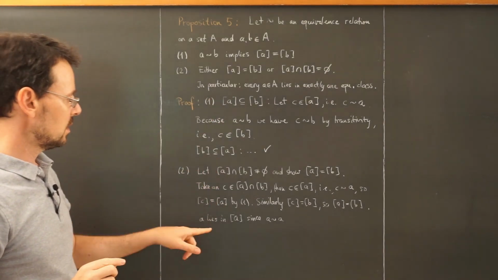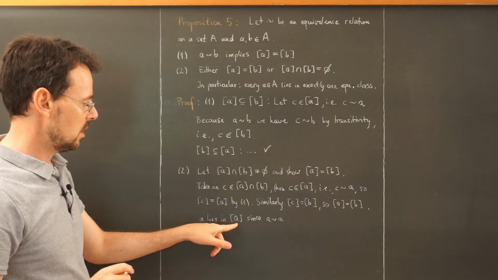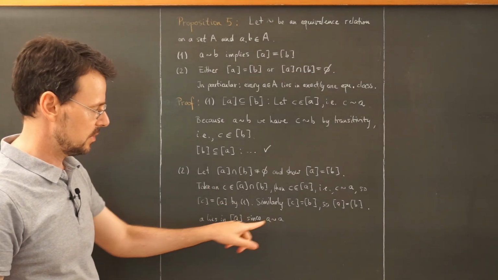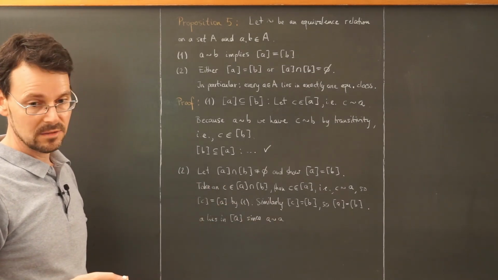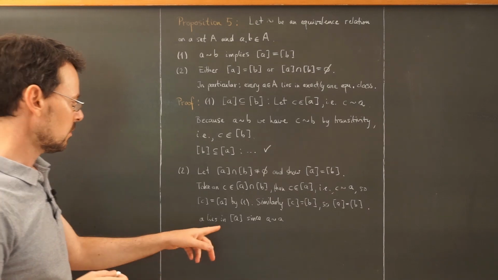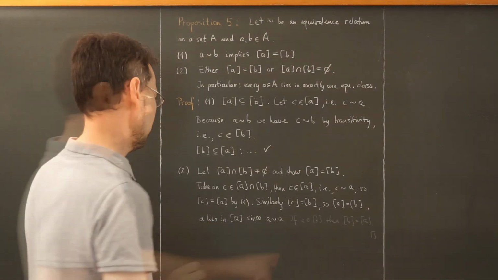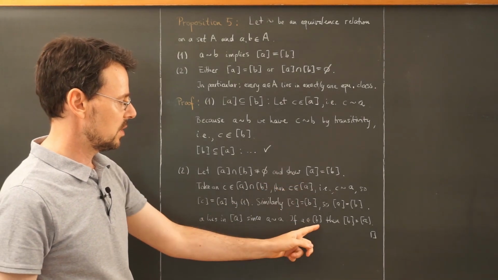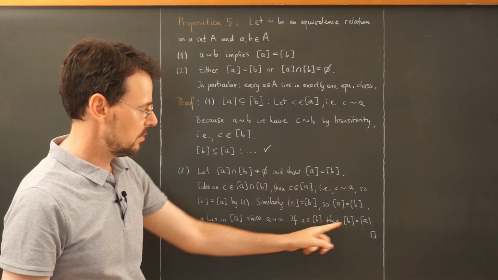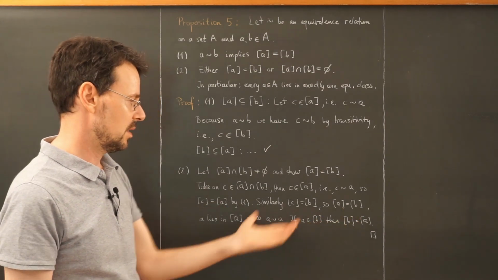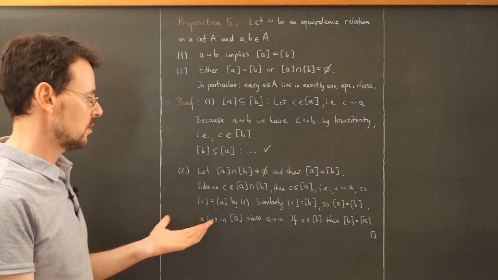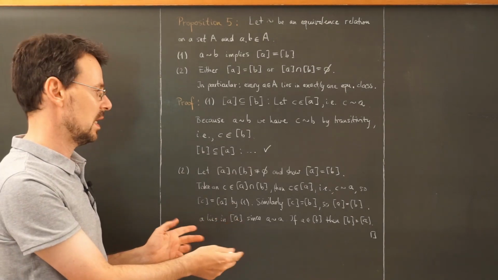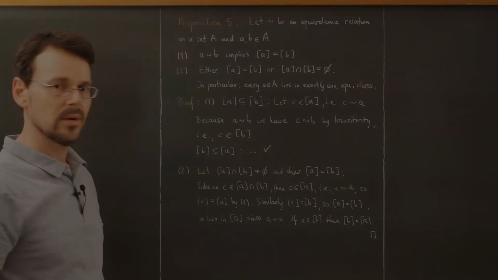Okay, now for the last statement, A lies obviously in the equivalence class of itself. Well, not obviously, but because the relation is reflexive. So it lies here. If it lies in another equivalence class, then just by this argument here we see that this equivalence class must be the same as the equivalence class of A. So we conclude that A lies in exactly one equivalence class, namely its own.